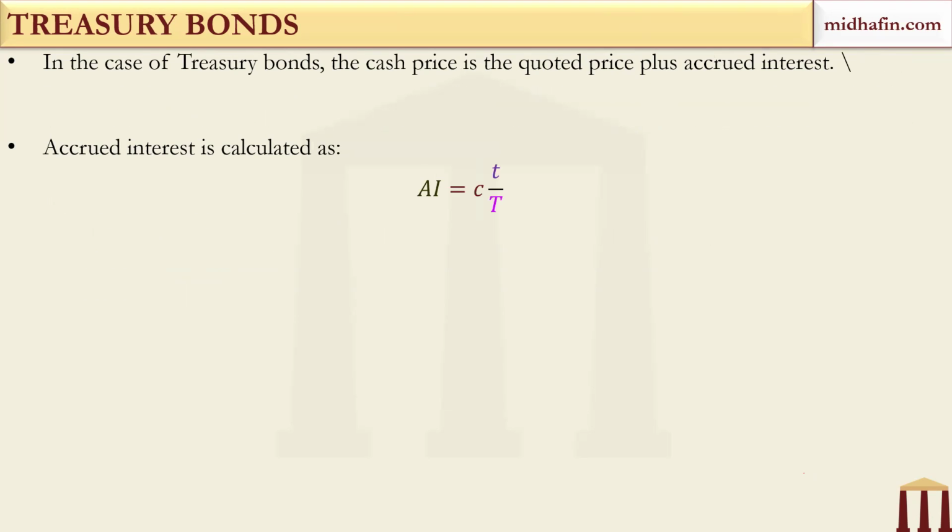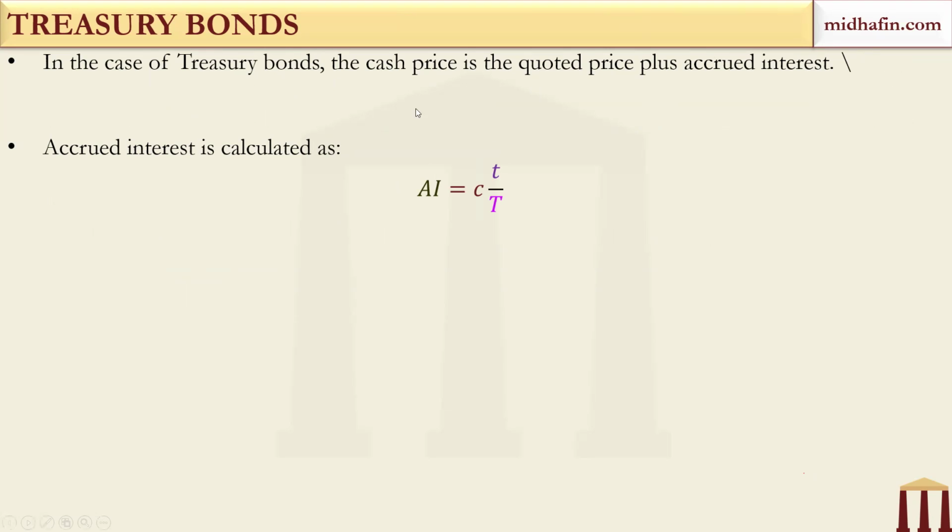Next, let's talk about the pricing of the bond. In the case of treasury bonds, cash price is basically the quoted price plus the accrued interest. Here the quoted price is also called the clean price of the bond. Clean price means accrued interest has not been added. I hope you are aware what accrued interest is and why it has to be added, so I'll not go into that aspect.